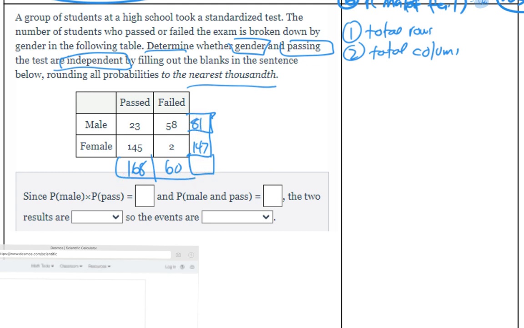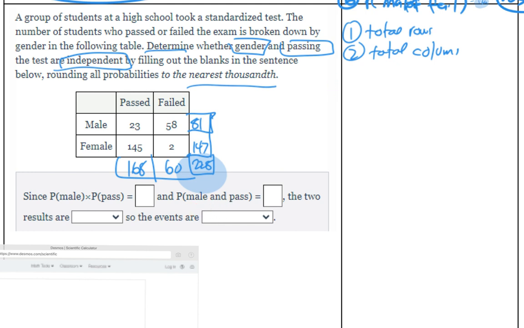168 plus 60 is 228. So remember, this is our main total that we're looking at, that 228 number. That's what we're going to be using in the denominator. All right, so let's look at our determination. So there's gender and passing. Let's just see if male times passing is equal or different from male and passing.